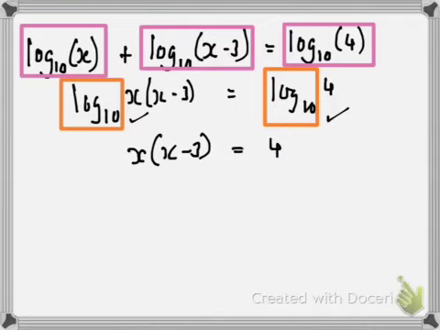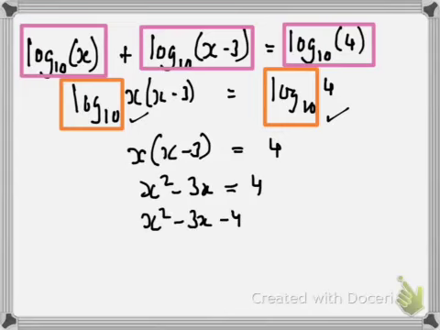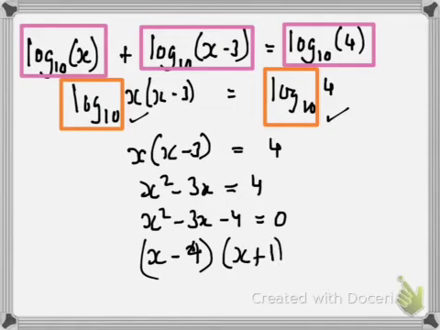From here, okay, hopefully we realised that we would expand the brackets. Then we create ourselves a quadratic by taking the positive 4 over to the left hand side. Okay, so x minus 4, x plus 1 equals 0. Therefore, x equals 4 or x equals negative 1.